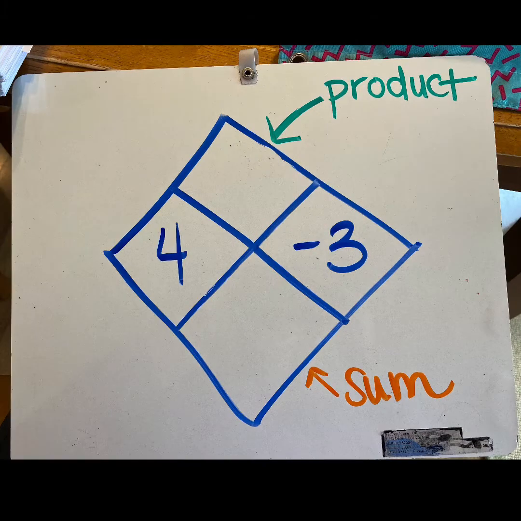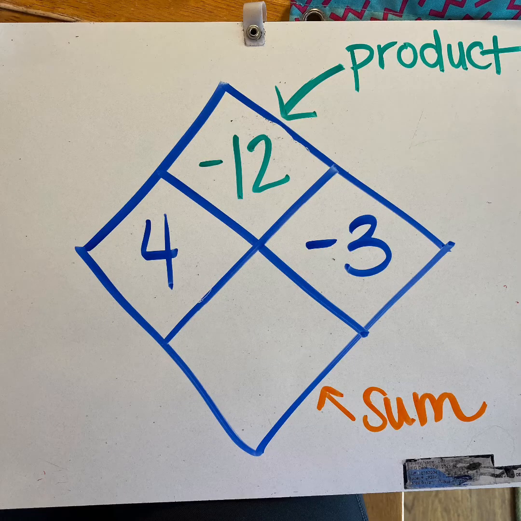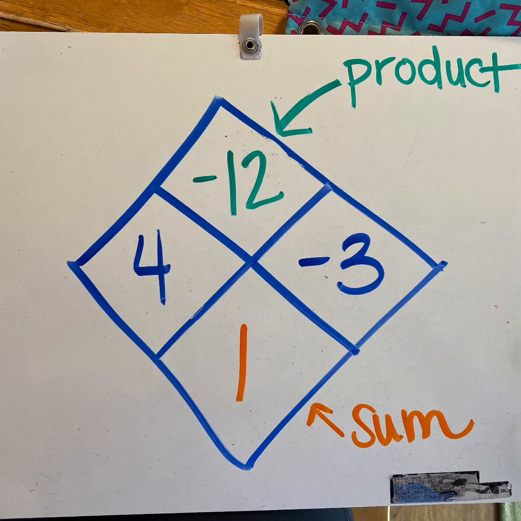Let's look at a diamond problem that has integers for the numbers instead of just whole numbers. If we take 4 and negative 3, we would need to find their product and their sum. The product of 4 and negative 3 is negative 12. The sum of 4 and negative 3 is 1. Remember, if you add together a positive and a negative number, really what you're doing is subtracting the two values and taking the sign of the larger number. So 4 plus negative 3, or you could say 4 minus 3, is 1.